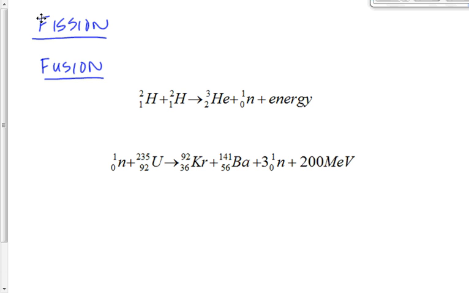Tell me which one's fission first. Harry? Fission is the bottom one. We know that why? Good. You got one large thing becoming two lighter things, two smaller things.